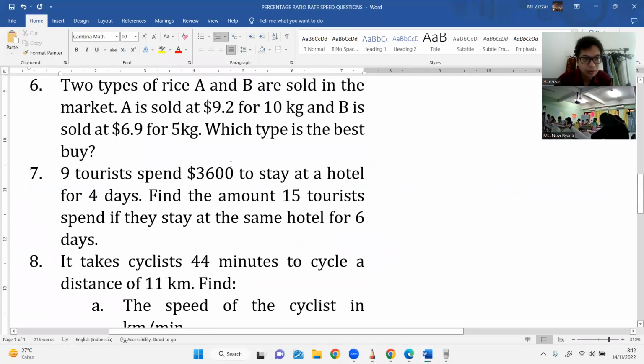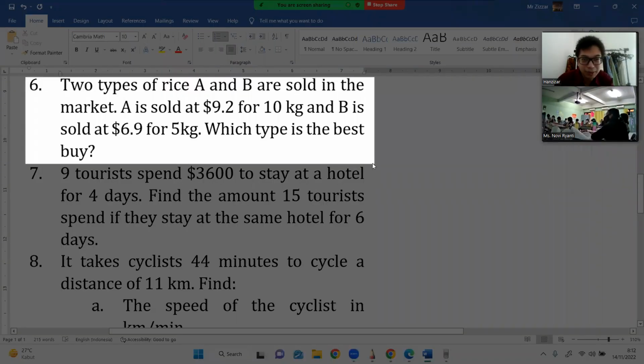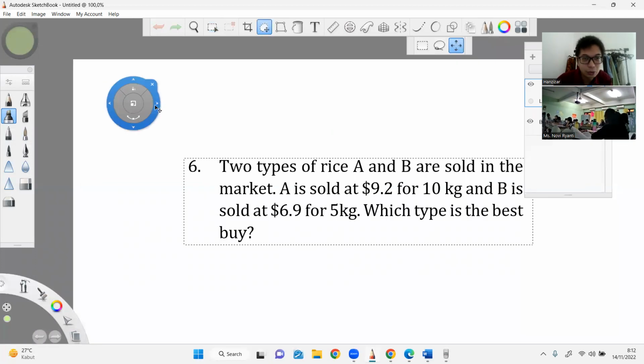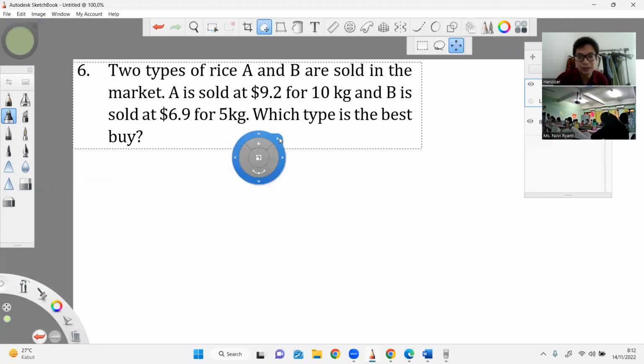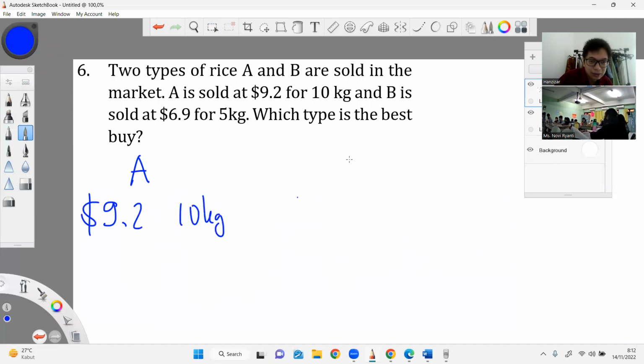Okay, it's quite simple. Why? Because best buy means which is the cheapest, right? You are finding the cheapest value. Two types of rice A and B are sold in the market. A is sold at $9.2 for 10 kg, while B is $6.9 for 5 kg. We have two parts.